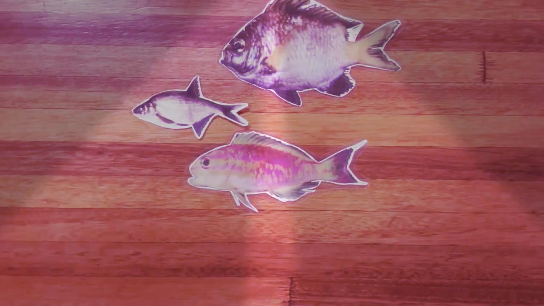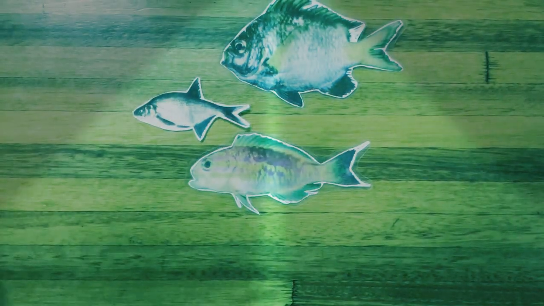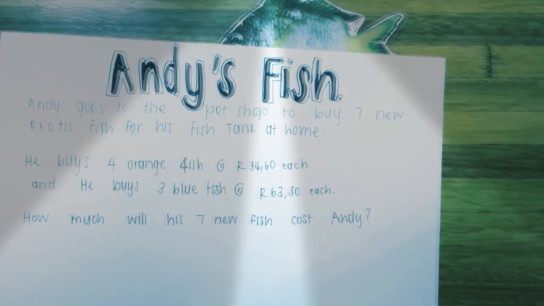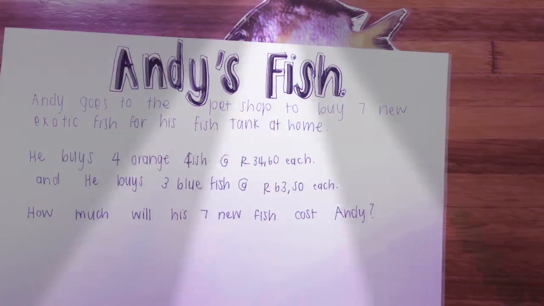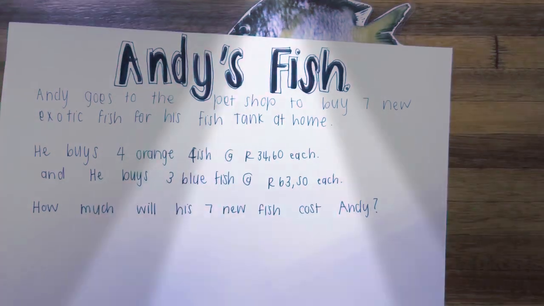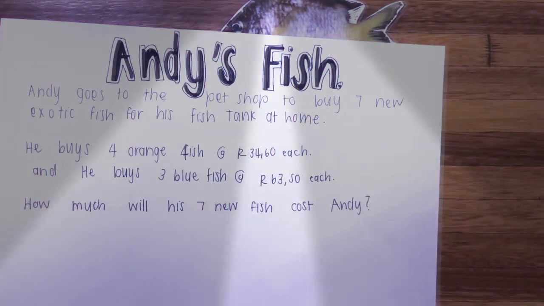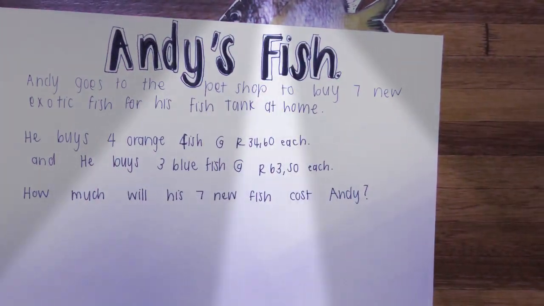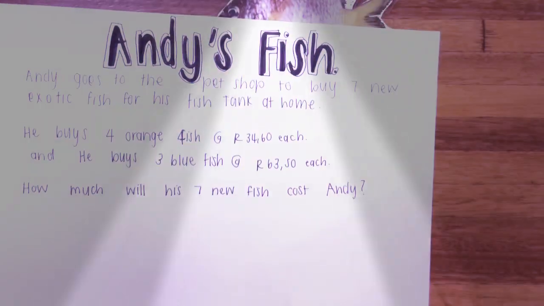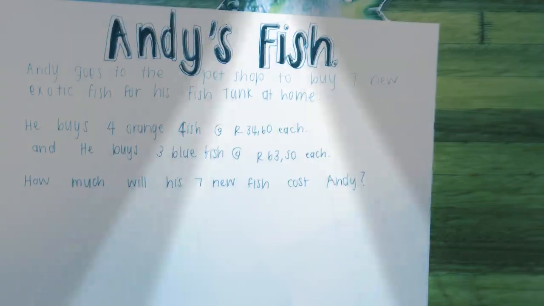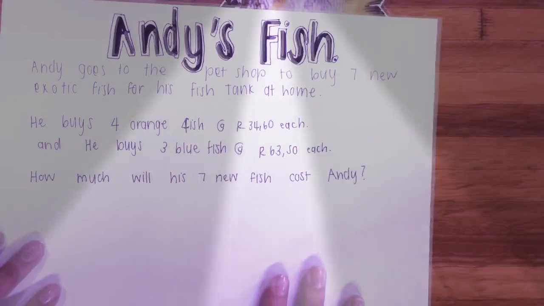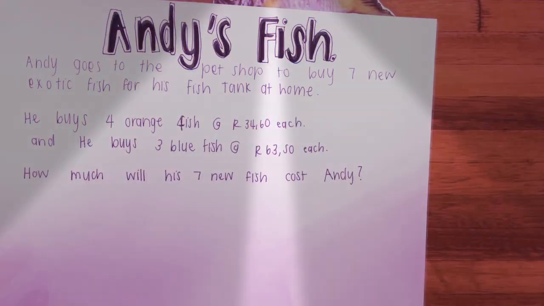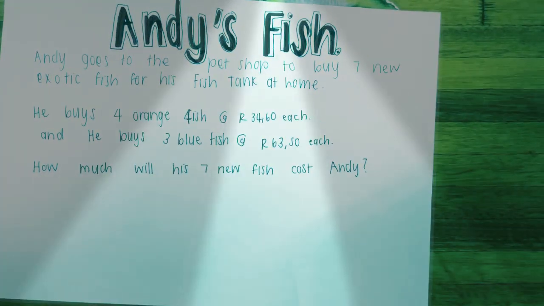So our word problem is as follows. Andy's fish. Andy goes to the pet shop to buy 7 new exotic fish for his fish tank at home. He buys 4 orange fish at 34 Rand 60 each, and he buys 3 blue fish at 63 Rand 50 each. How much will his 7 new fish cost, Andy?